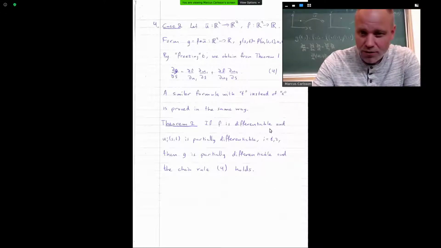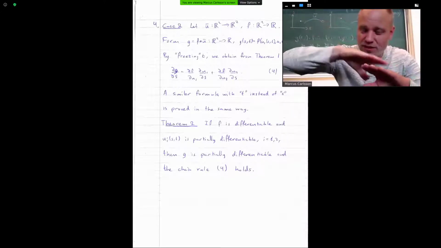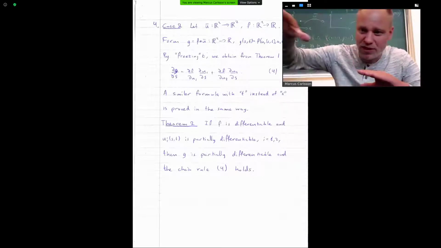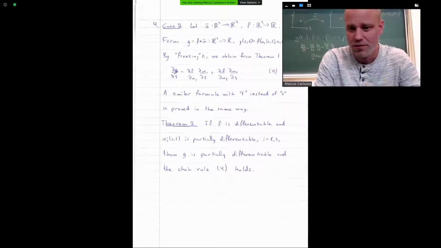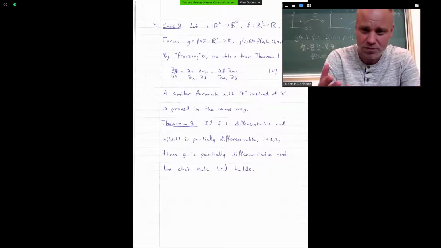So note here, differentiable is the stronger thing. To be partially differentiable is a weak thing. Differentiable means that this linearization, this tangent plane, is a good approximation in every direction. Partially differentiable just means that you have partial derivatives at the point, right? So that was kind of the essence of last class, to understand the difference there.